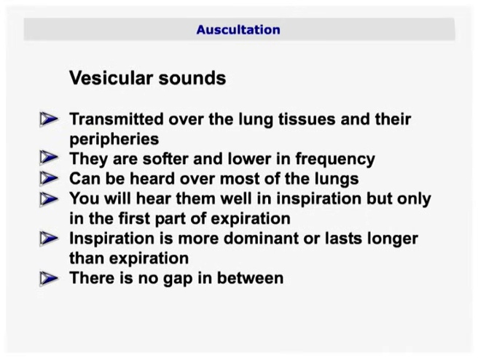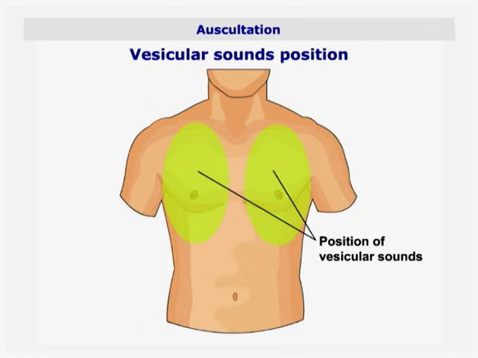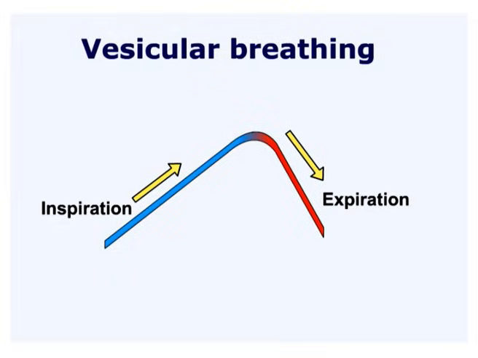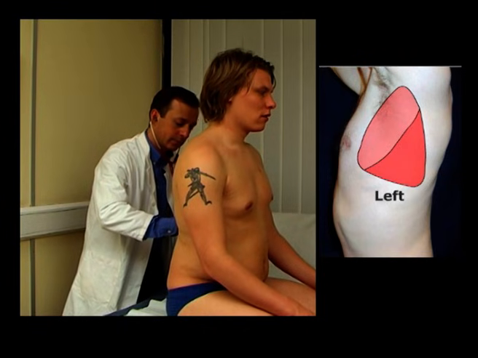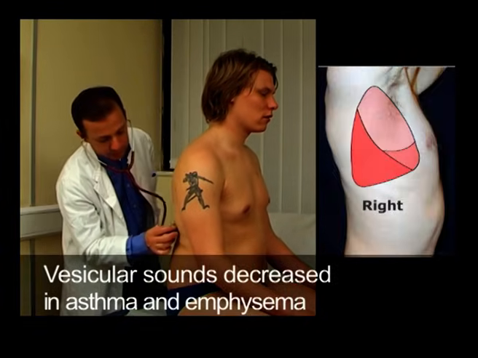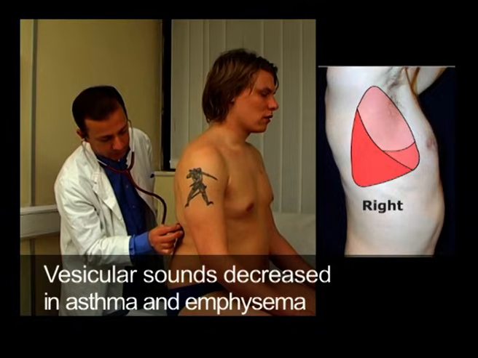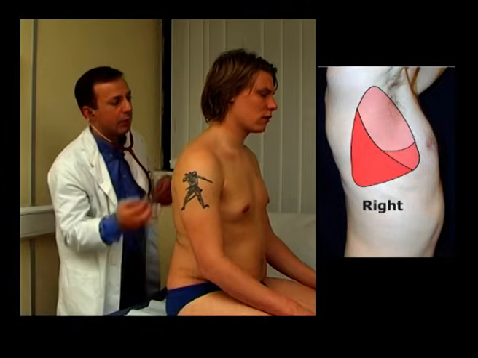Vesicular sounds are transmitted over the lung tissues and their peripheries. They are softer and lower in frequency and can be heard over most of the lungs. You will hear them well in inspiration, but only the first part of expiration. Inspiration is therefore more dominant or lasts longer than expiration. There is no gap in between. Conditions which cause airway obstruction, such as asthma or emphysema, cause a reduction in vesicular breath sounds.